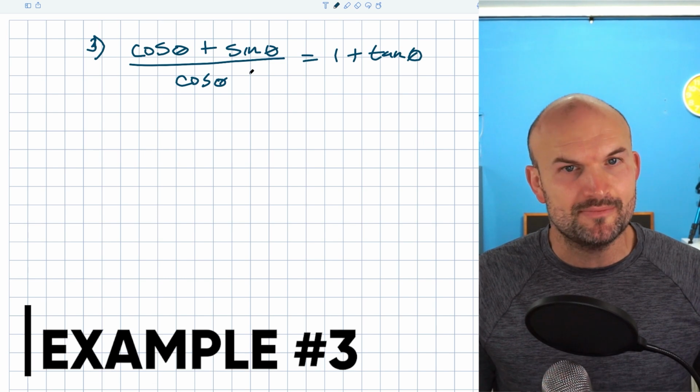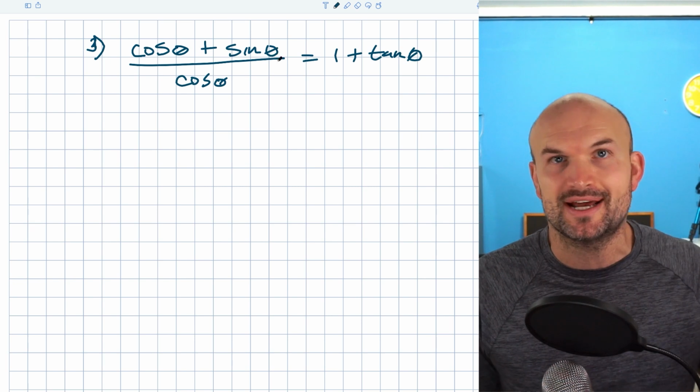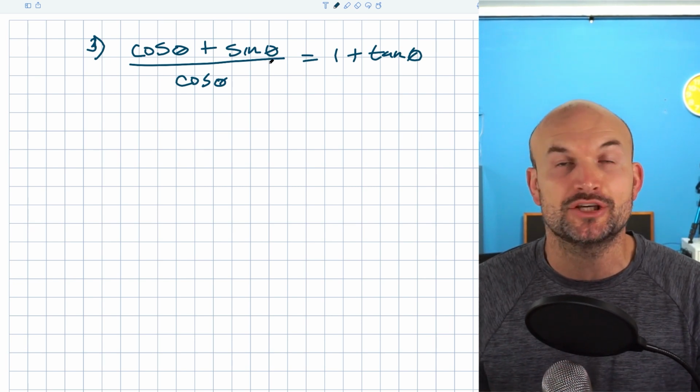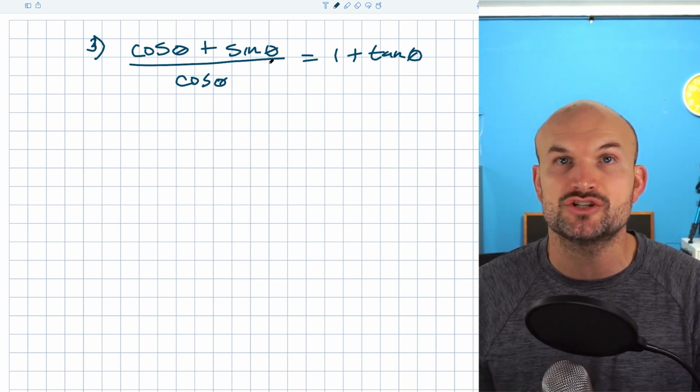Now in this last example, it's much more confusing. We actually have an addition and division going on rather than just straight up multiplication. And we don't have any initial identities that we recognize, like the cofunction or even-odd identities that we have to apply. In this case, what we want to do is rely on our algebraic operations.